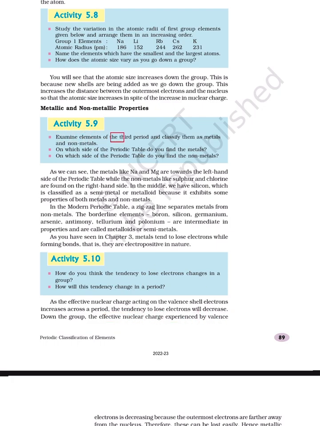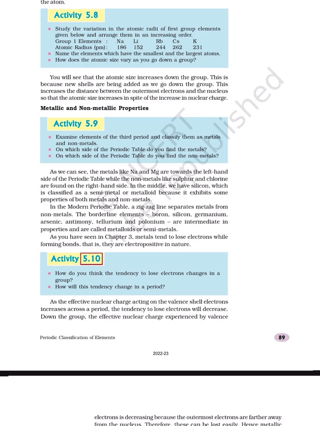Examine elements of the third period and classify them as metals and non-metals. On which side of the periodic table do you find the metals? On which side of the periodic table do you find the non-metals? Activity 5.9. How do you think the tendency to lose electrons changes in a group? How will this tendency change in a period?